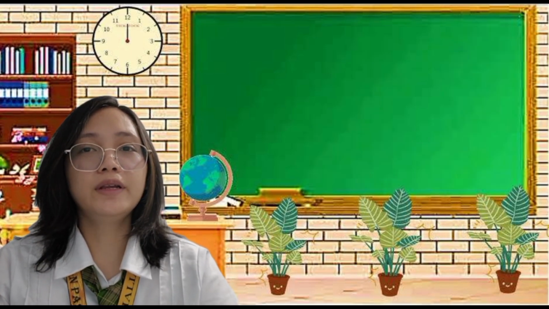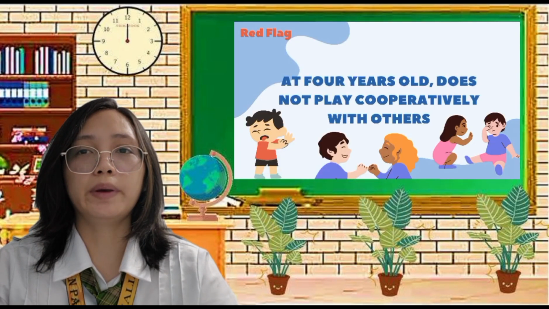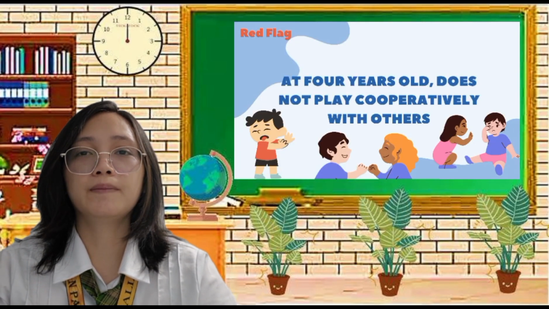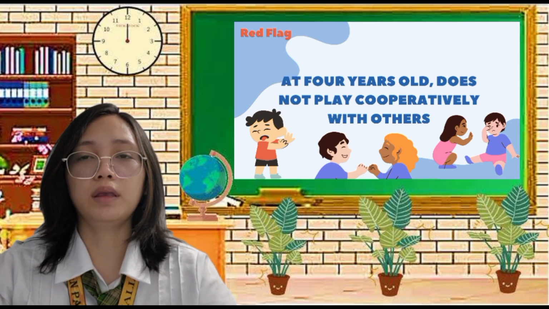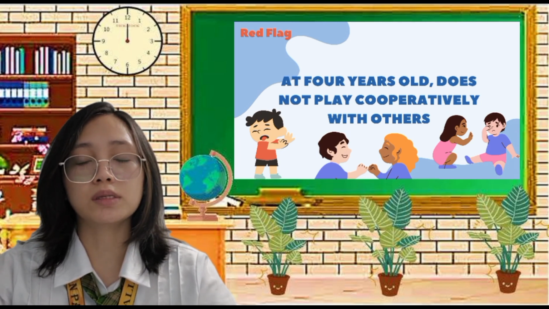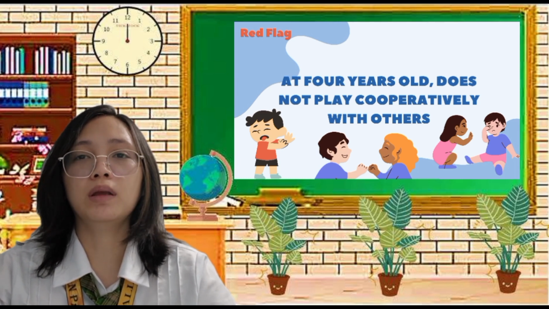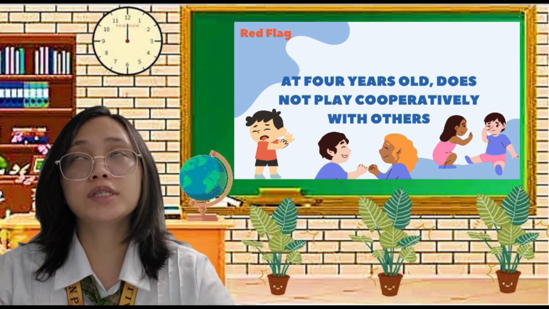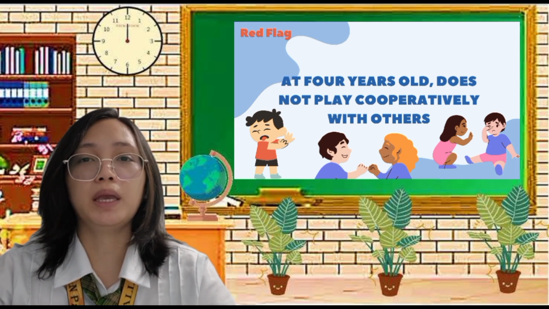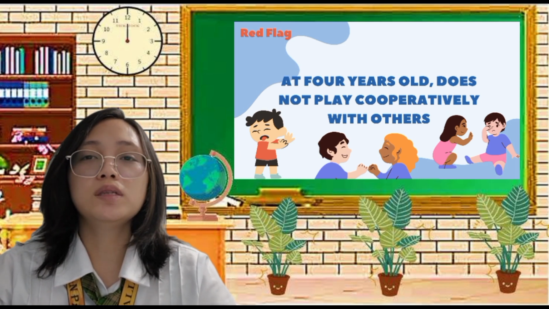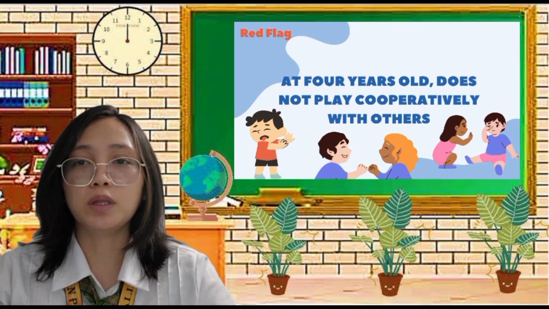Next, at 4 years old, a child does not play cooperatively with others. At this age, preschoolers are exploring and learning to express their emotions. For example, talking with gestures, not making noises, and playing with others. It's normal for them to socialize with others.